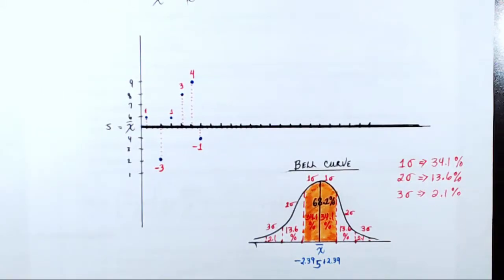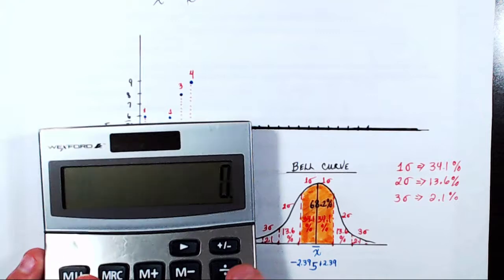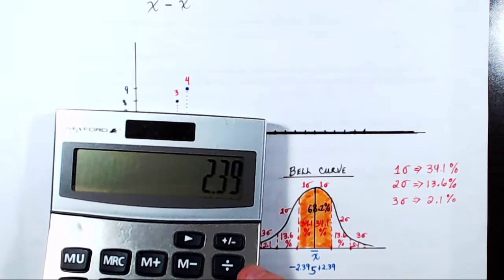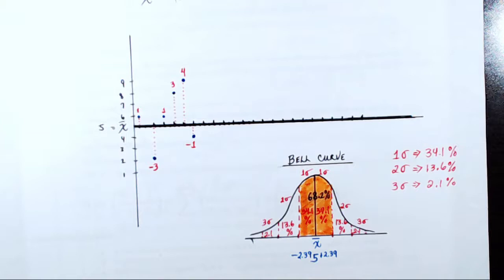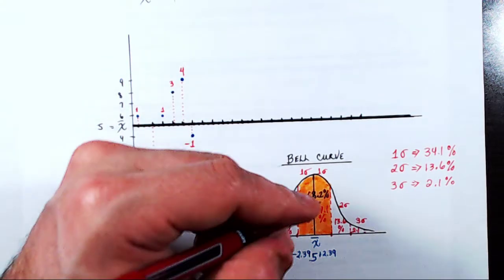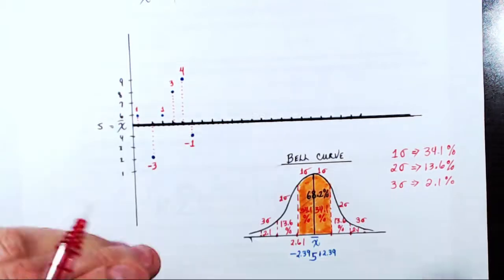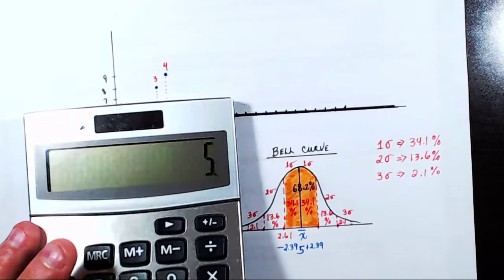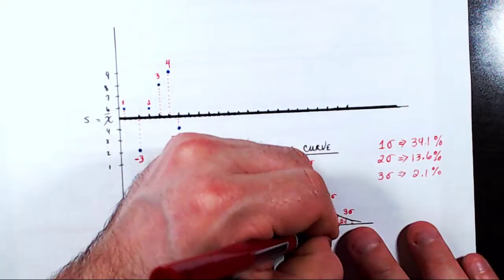So let's actually compute what that range is. I know that 5 minus 2.39 is 2.61. Okay, so on the low end, I've got 2.61. And on the high end, I've got 5 plus 2.39, 7.39.